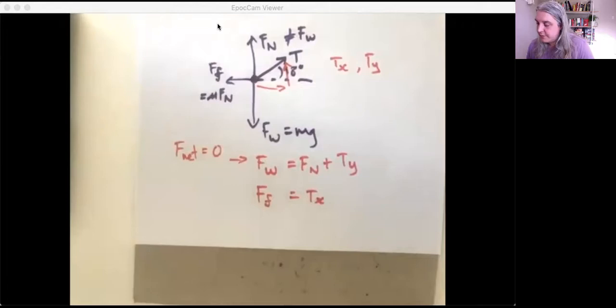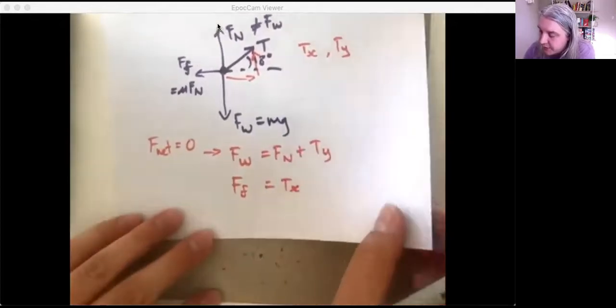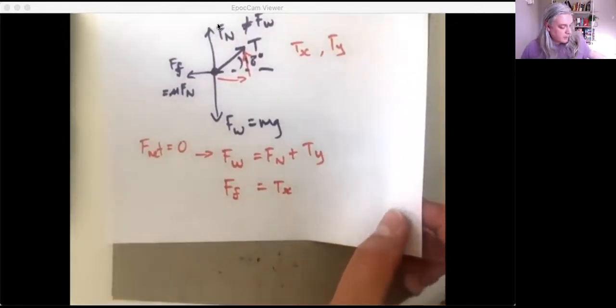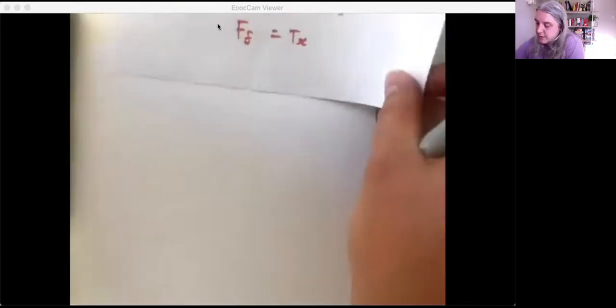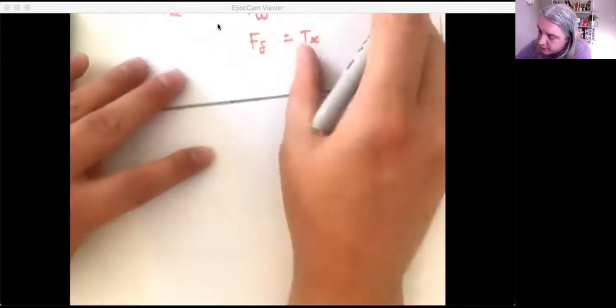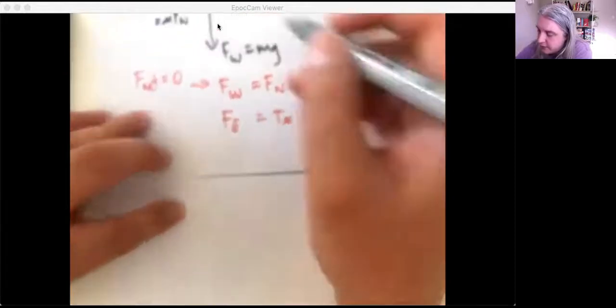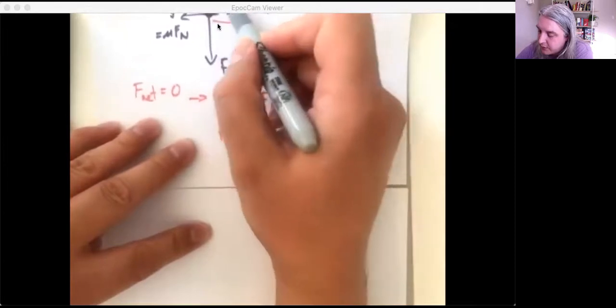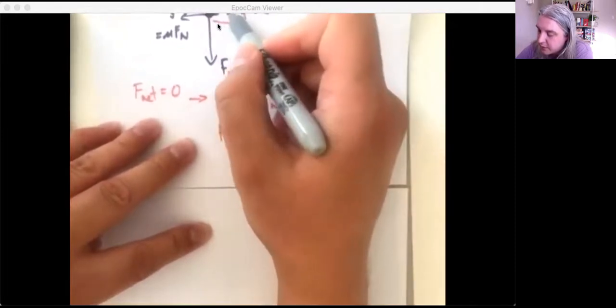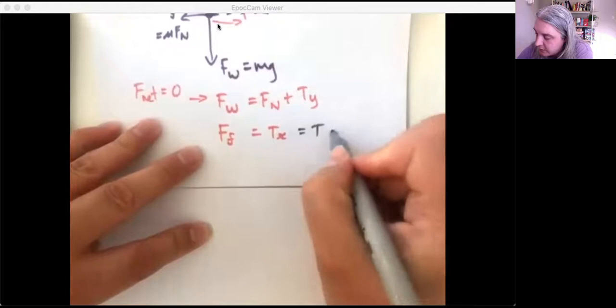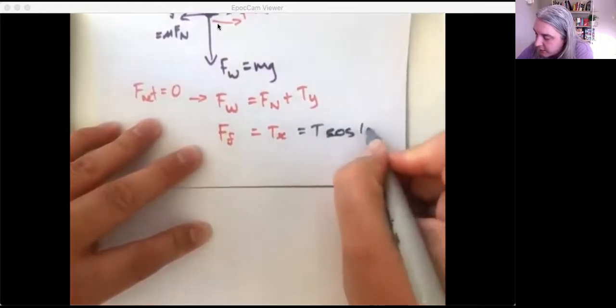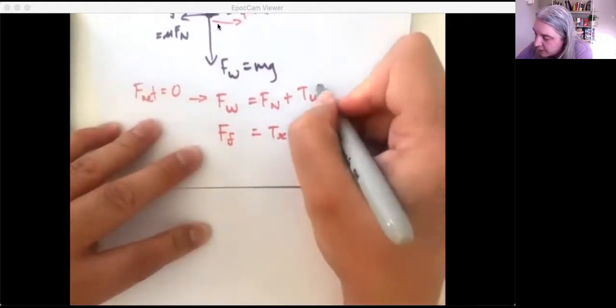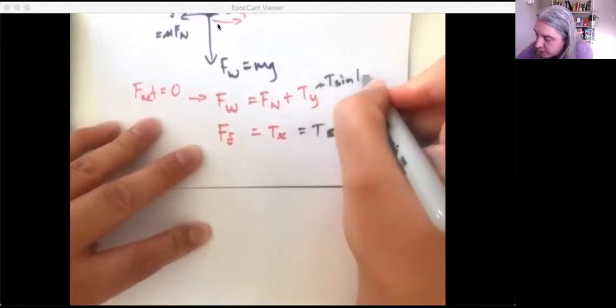What are all these different values? That's where we need to start applying some more math, mostly vector decomposition, but then a bunch of rearranging as well. Let's think about these two, Ty and Tx. We don't know what T is, but we know that Tx is going to be the adjacent one. So it's T times the cosine of 18 degrees. And Ty is equal to T times the sine of 18 degrees.